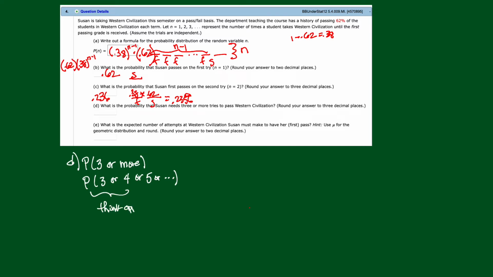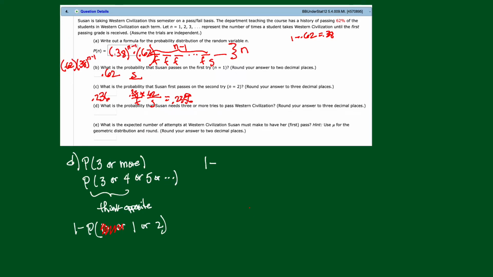You think opposite. And as soon as you say think opposite, it's a 1 minus. Now what is the opposite of 3, 4, 5? Well, I'll ask you this: could you have a 0? Could it be a 0 or 1 or 2? What are these numbers in here? These are the number of trials to pass, the number of times you take the test. It can't be a 0, right? You have to at least take the test 1 time. So we can toss this one out. So what's the probability that it's 1 or 2? So 1 minus the probability of a 1 or a 2.